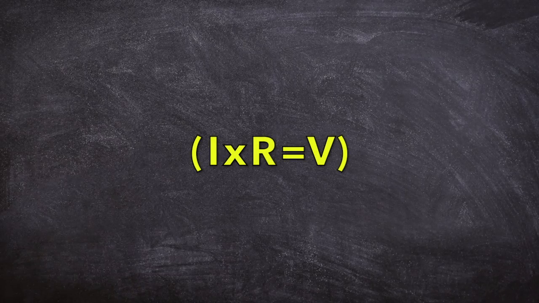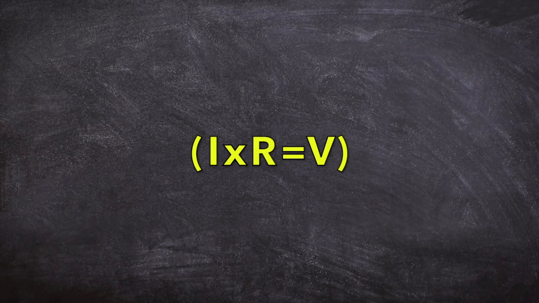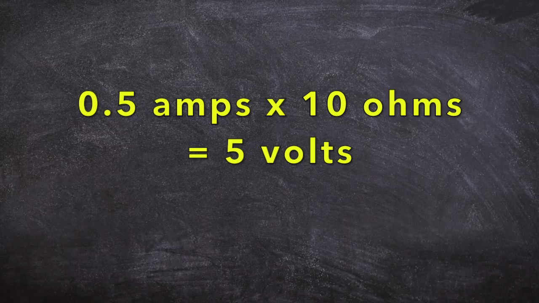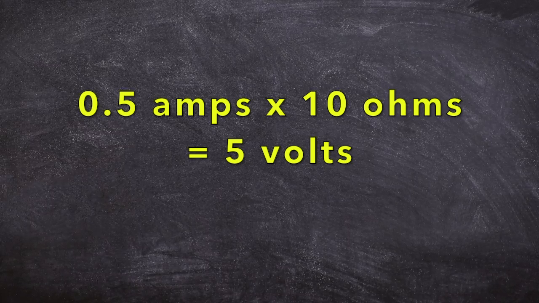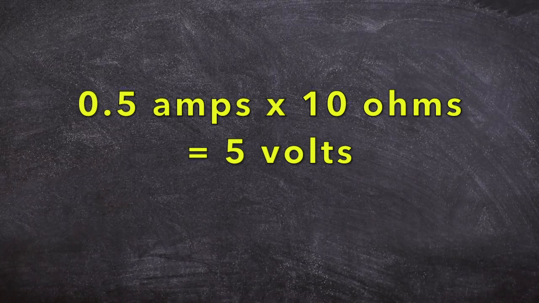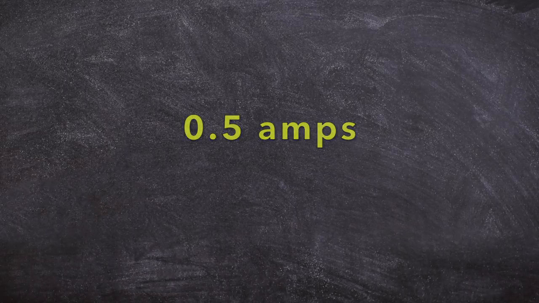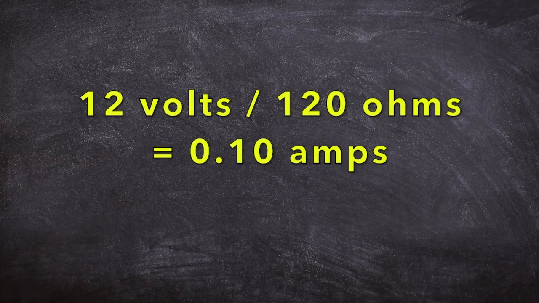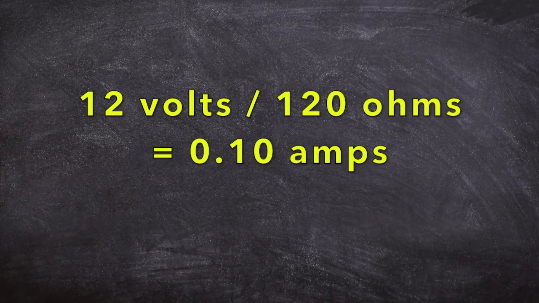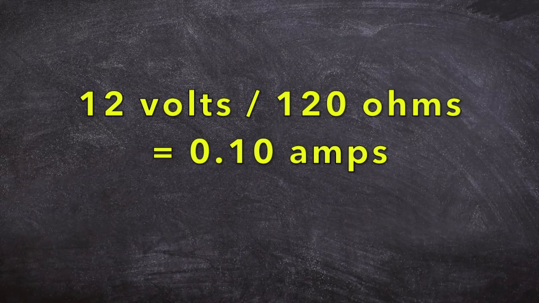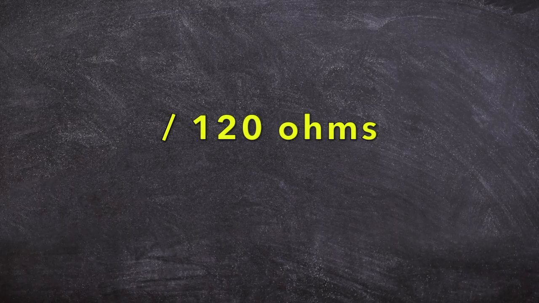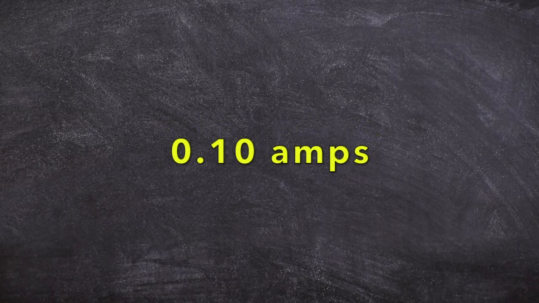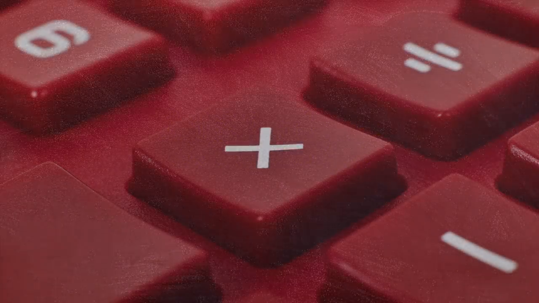Using this formula, a technician would know that a circuit which had 0.5 amp of current flowing through a 10 ohm resistor would require 5 volts. 0.5 amps times 10 ohms equals 5 volts. Likewise, a circuit with 12 volts pushing electricity through a 120 ohm resistor would be using 0.10 amps of current. 12 volts divided by 120 ohms equals 0.10 amps.